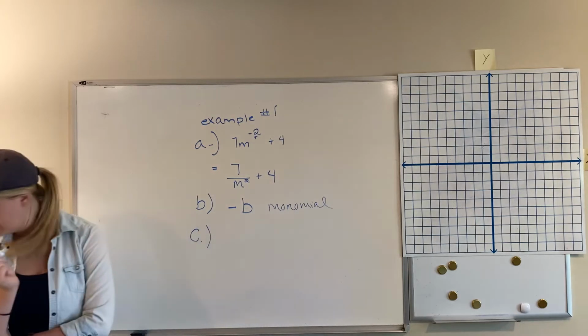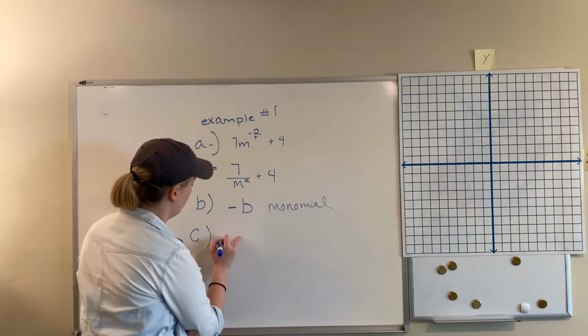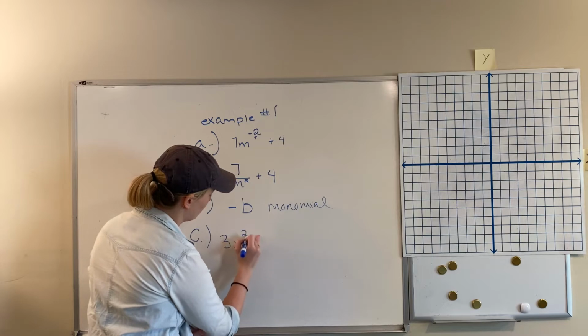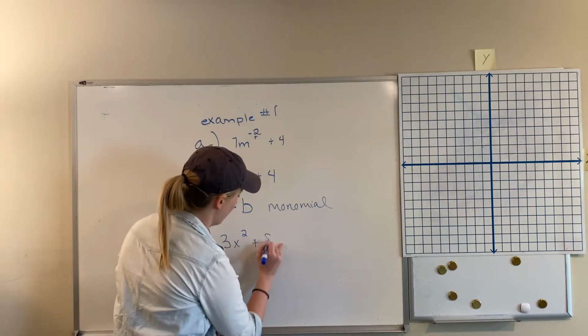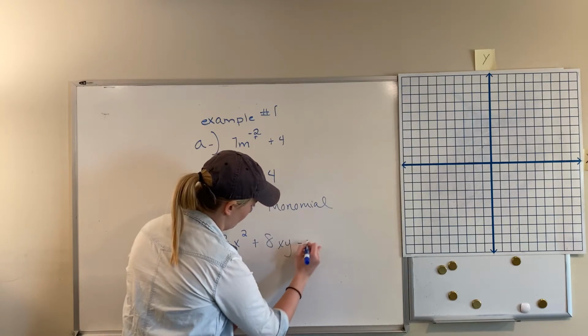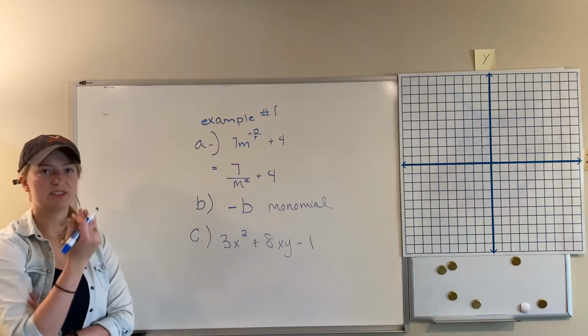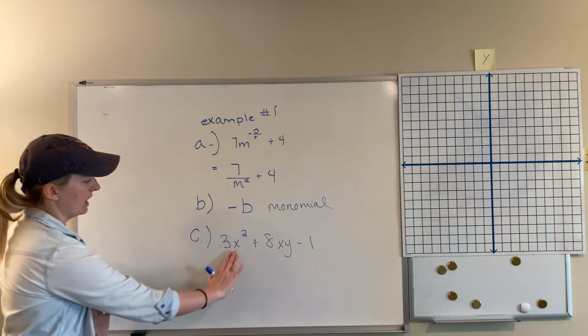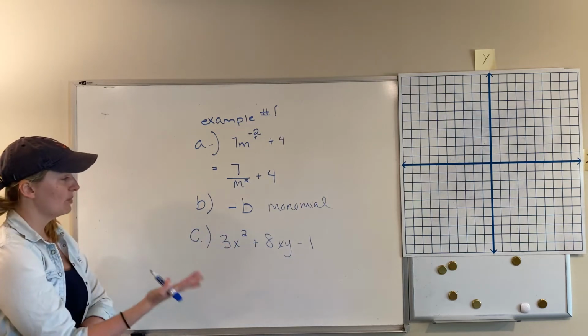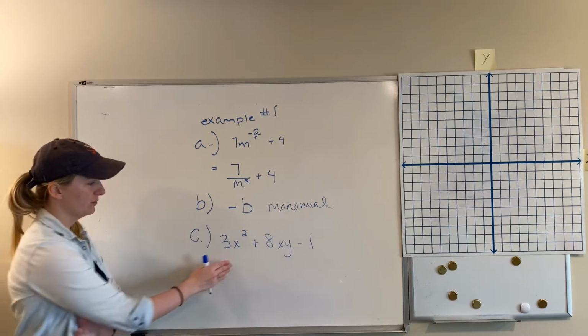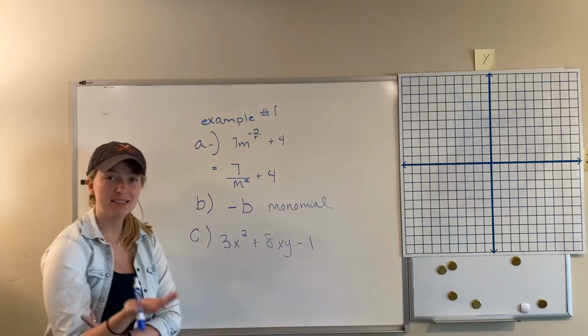We have 3x squared plus 8xy minus 1. So step 1, is it a polynomial? Alright, we have positive exponents, so we're good. Is it the sum of multiple terms? Yes. 1, 2, 3. So yes, it's a polynomial.